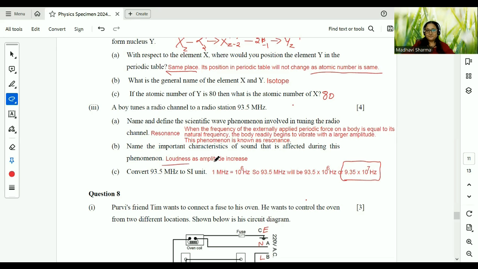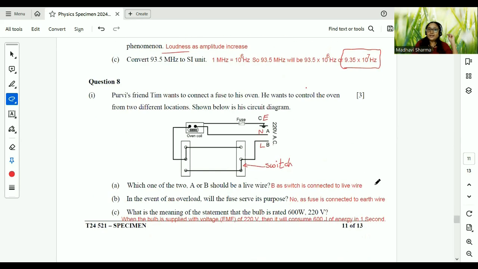Convert 93.5 megahertz to SI unit. 1 megahertz is 10 raised to 6 hertz. So 93.5 megahertz will be 93.5 into 10 raised to 6, or 9.35 into 10 raised to 7 hertz. Question number 8. Okay, I think we are nearing the end of this.